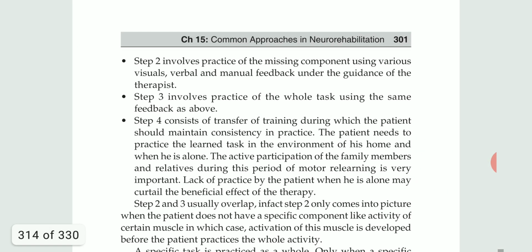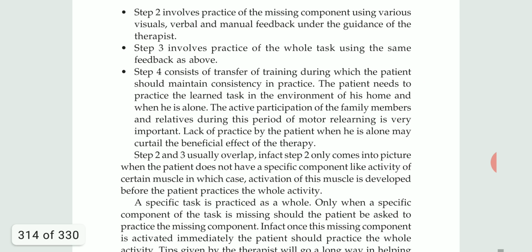Thus, analysis of the reason for lack of various components in a particular functional task executed by the patient is very essential. Step 2 involves practice of the missing component using various visual, verbal, and manual feedback under the guidance of the therapist. Step 3 involves practice of the whole task using the same feedback as above. Step 4 consists of transfer of training, during which the patient should maintain consistency in practice. The patient needs to practice the learned task in the environment of his home and when he is alone. The active participation of the family members and relatives during this period of motor relearning is very important. Lack of practice by the patient when he is alone may curtail the beneficial effect of the therapy.